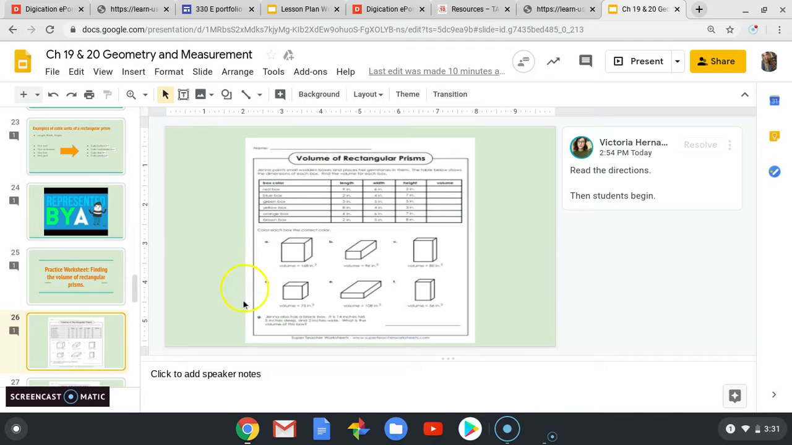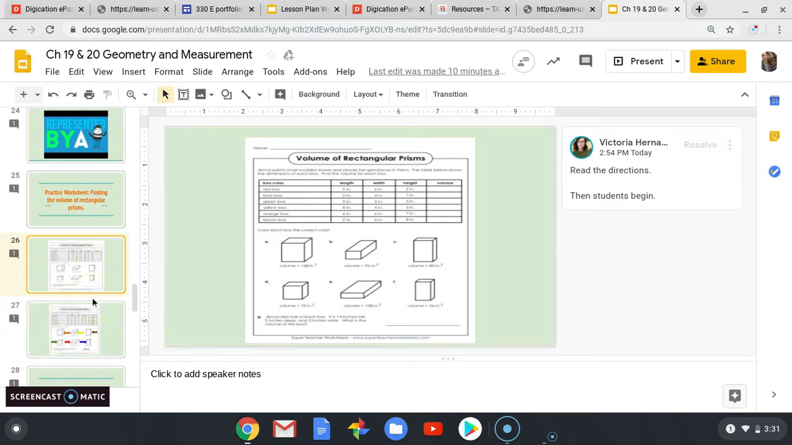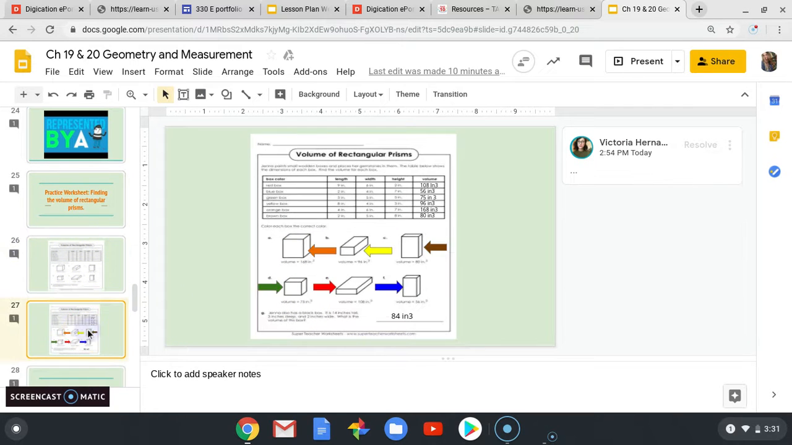This is going to be the worksheet handed out with a few questions, and you guys can work with your partner. Once the students have 10 minutes to finish, I will put up this with the answers on it so they can compare their answers and see what they did right and what they did wrong.